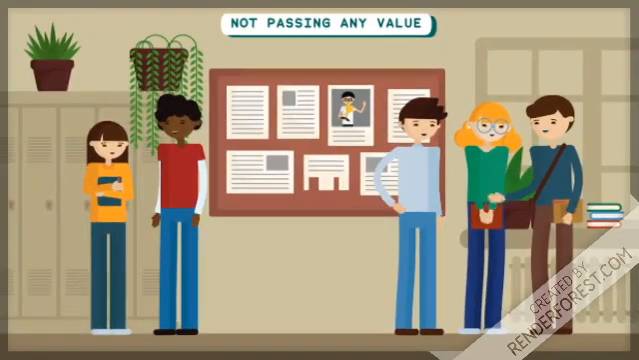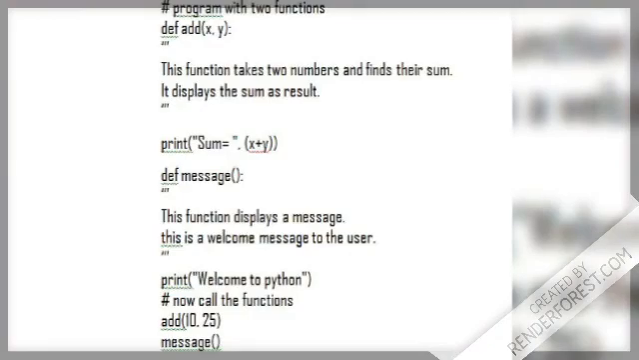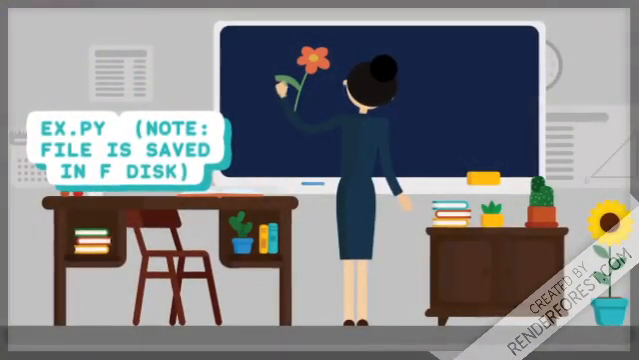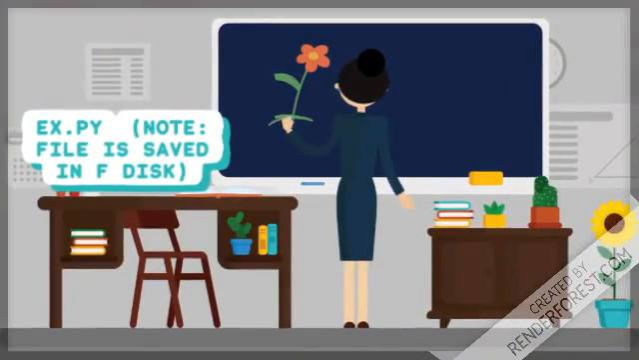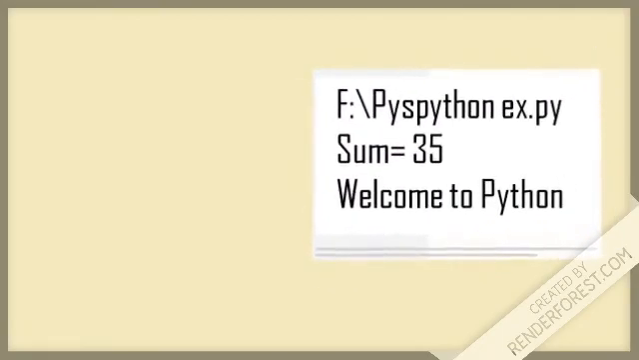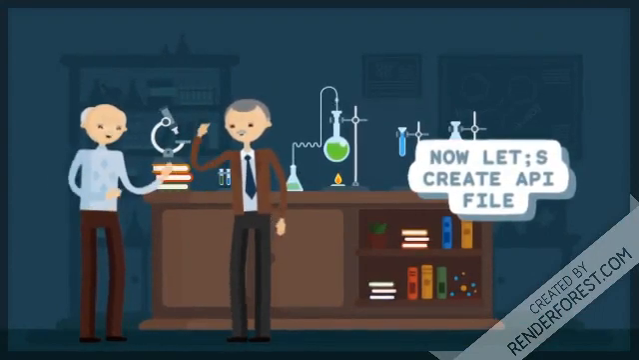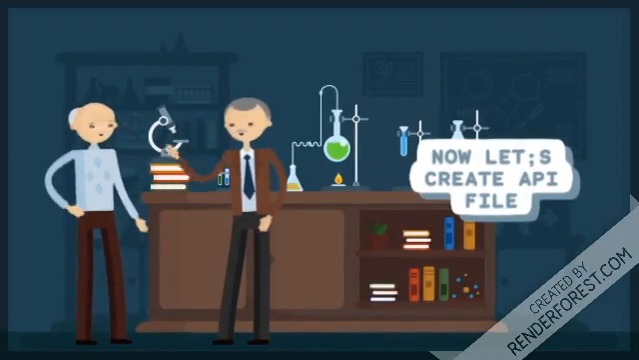Now, consider the following program. After typing this program, save it as ex.py and then execute it as shown. This is the general way of executing any Python program. Now, we will execute this program once again to create the API documentation file.